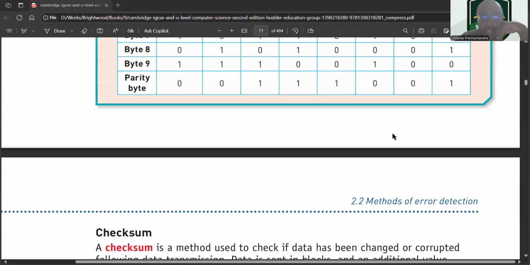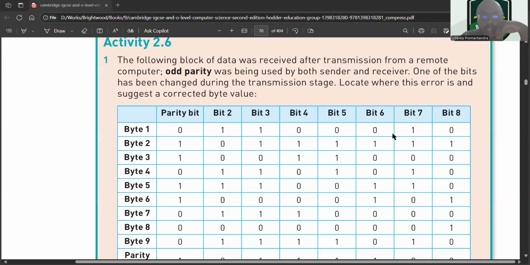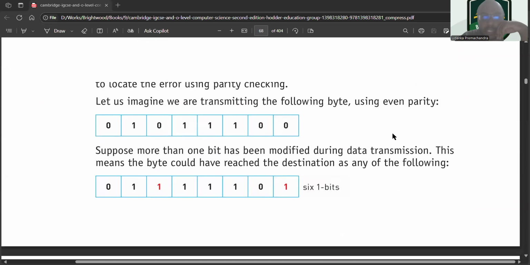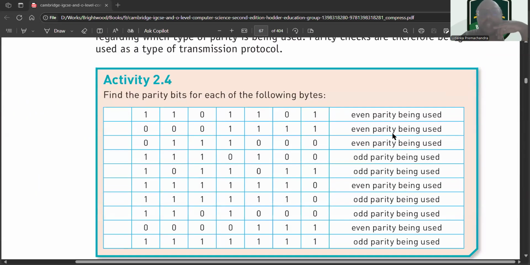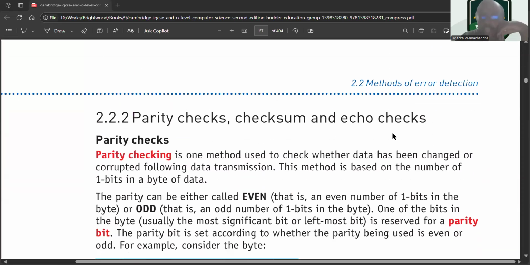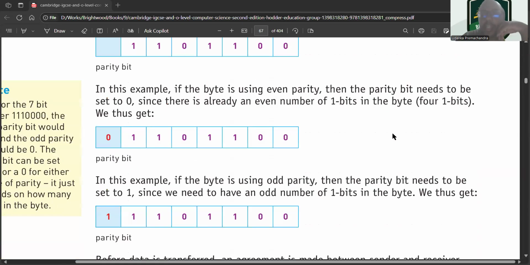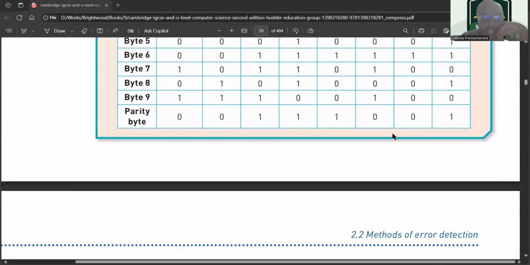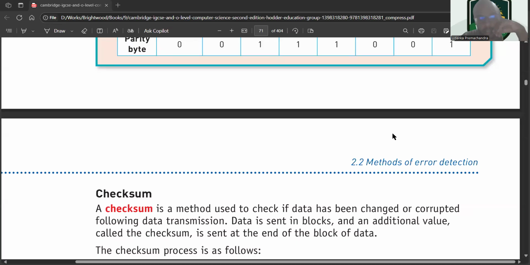Okay, yesterday we quickly went through the three types of error detection. The first method is parity checks, the second one is checksum, and finally, the echo check. We wrote about that, and at last we discussed the echo check.